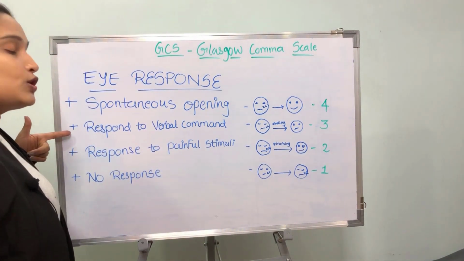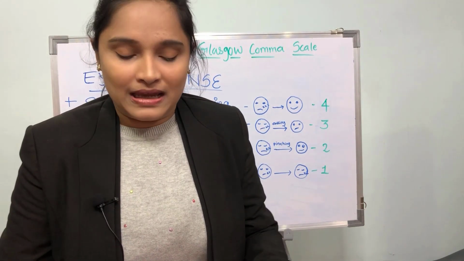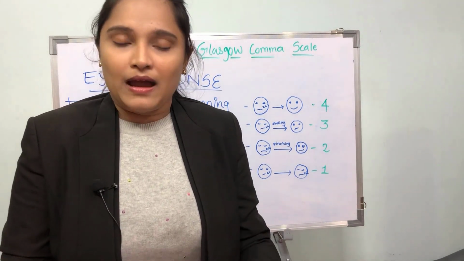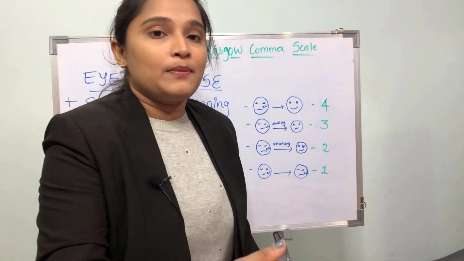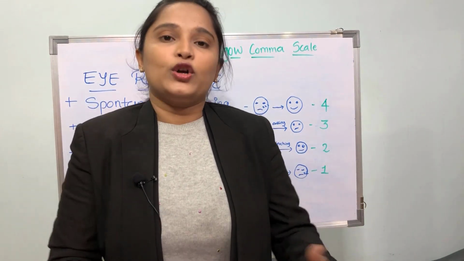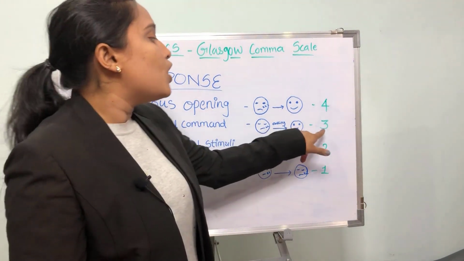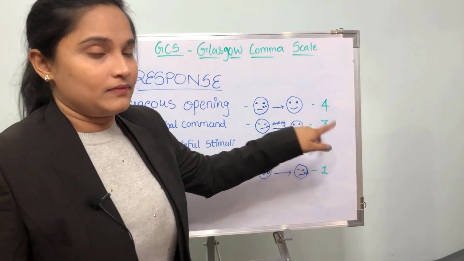Next is response to verbal command. If you are calling the patient's name and the patient is opening his eye, or if you are asking the patient to open his eyes or close his eyes and the patient is following your command, the patient is doing that. In that case, the score will be 3.